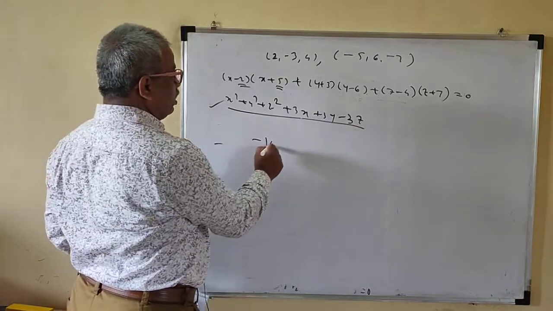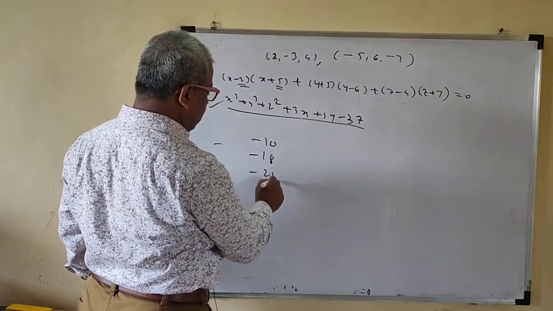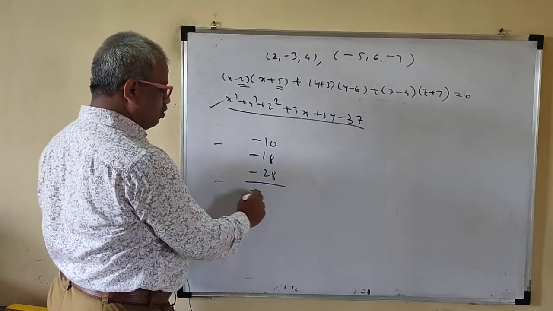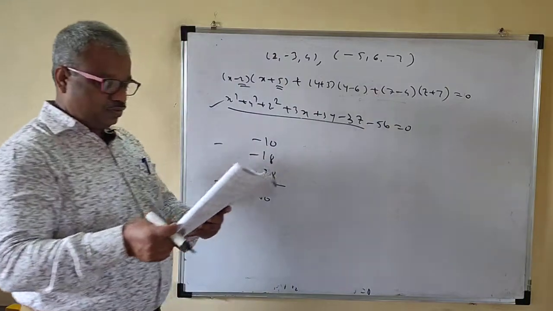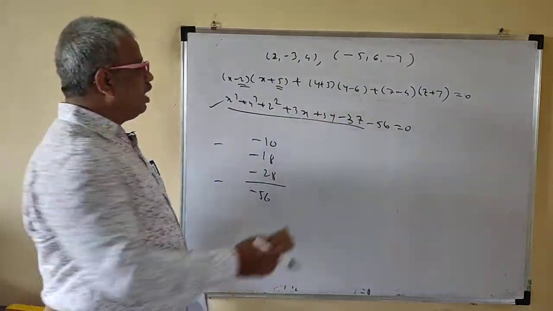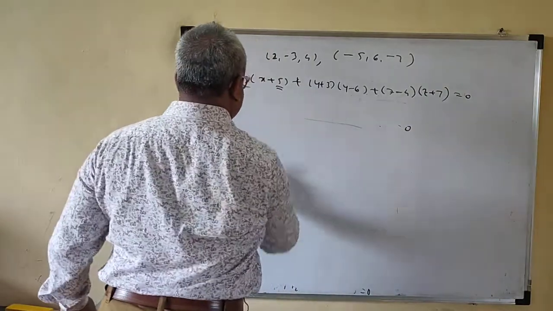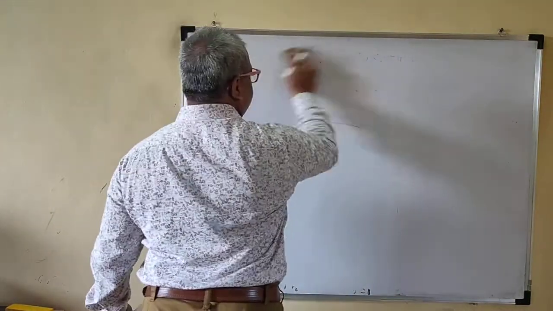Is what? Minus 10. Then what? Minus 18. Then what? Minus 28. Right? So this is minus 56. So minus 56 is equal to 0. Easily you can find the equation of the sphere just by observation. Also you can do this.